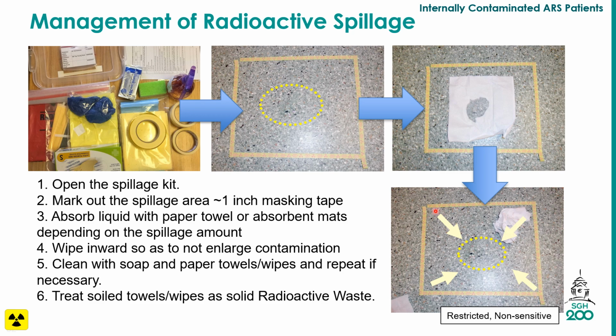Now the reason why we demarcate is because once the spill is removed, you can't tell where the spill was, right? So that's the reason to demarcate this area. Then you start to clean out to in. The reason you want to do it in this fashion is so as not to increase the spill site. This is what you would do for a biohazardous spill as well, not to increase the surface area of the spill site. And of course treat the soiled towels and wipes as solid radioactive waste.